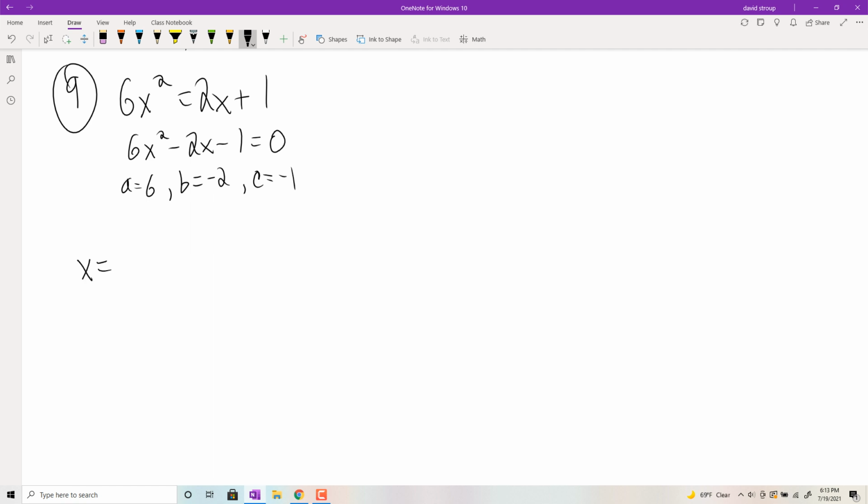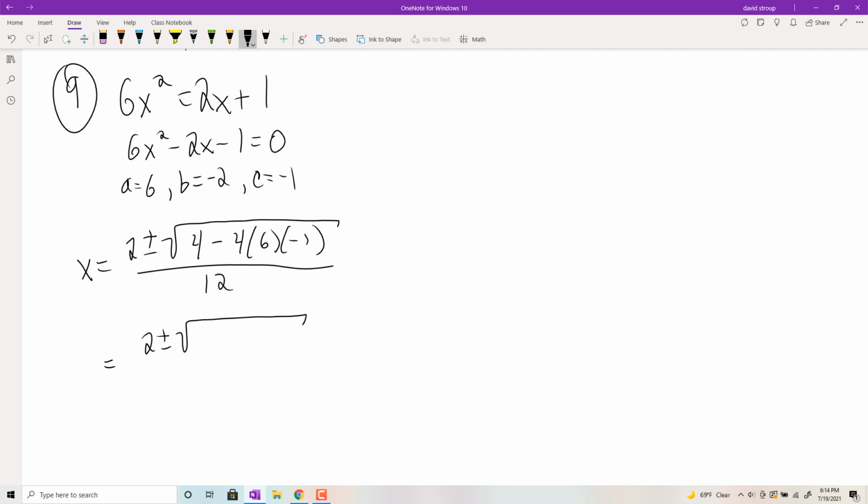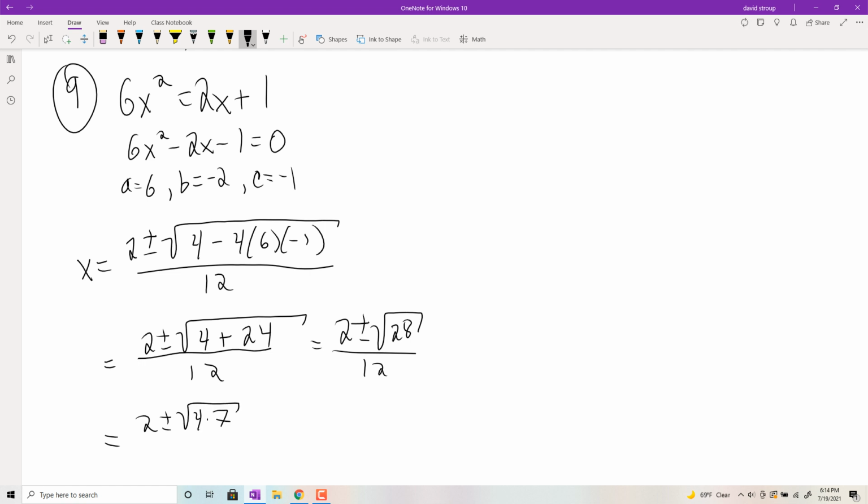So x will equal negative b, negative negative 2 is 2, plus or minus the square root of negative 2 squared is 4, minus 4 times a times c, all over 2 times 6 is 12. So we get 2 plus or minus the square root of, this will be 4 negative negatives plus 24, over 12. Will be 2 plus or minus the square root of 28, over 12. 28 is really 4 times 7. So I can march out the square root, 4 is really 2, so 2 plus or minus 2 square root 7.